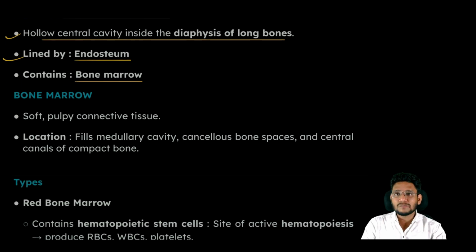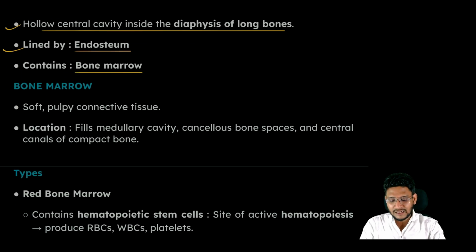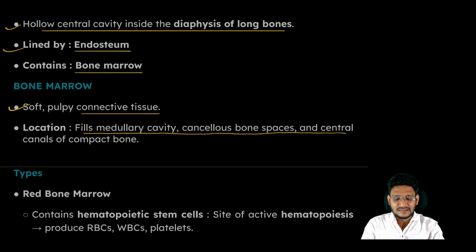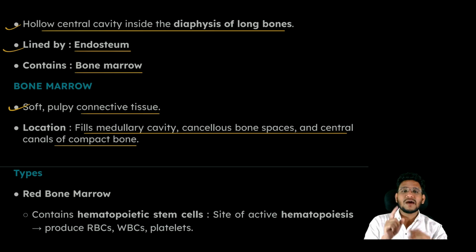So what is bone marrow? Bone marrow is actually a soft, pulpy connective tissue that is filled in the medullary cavity, in cancellous bone spaces and central canals of compact bone. I told you that red bone marrow is present in the spongy bone tissue in the epiphysis. Bone marrow is present in the medullary cavity also, and in the central canals of compact bones also.